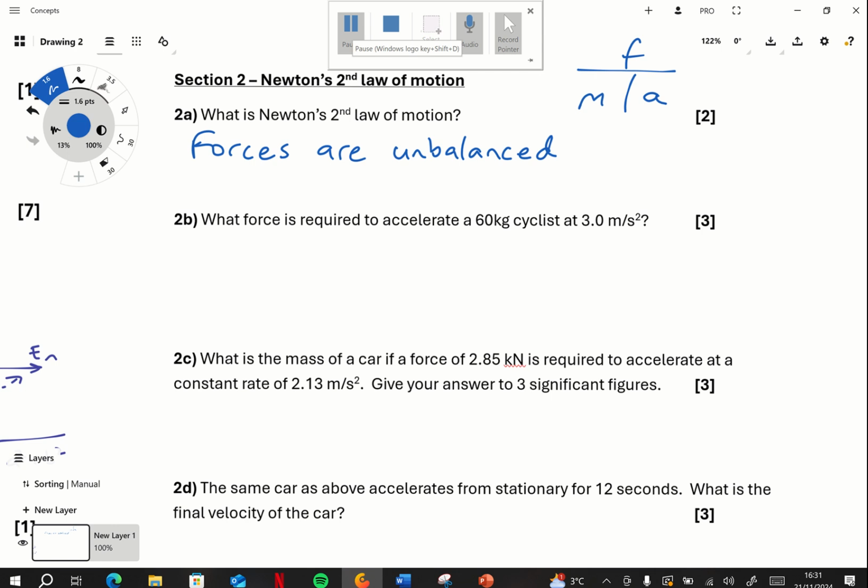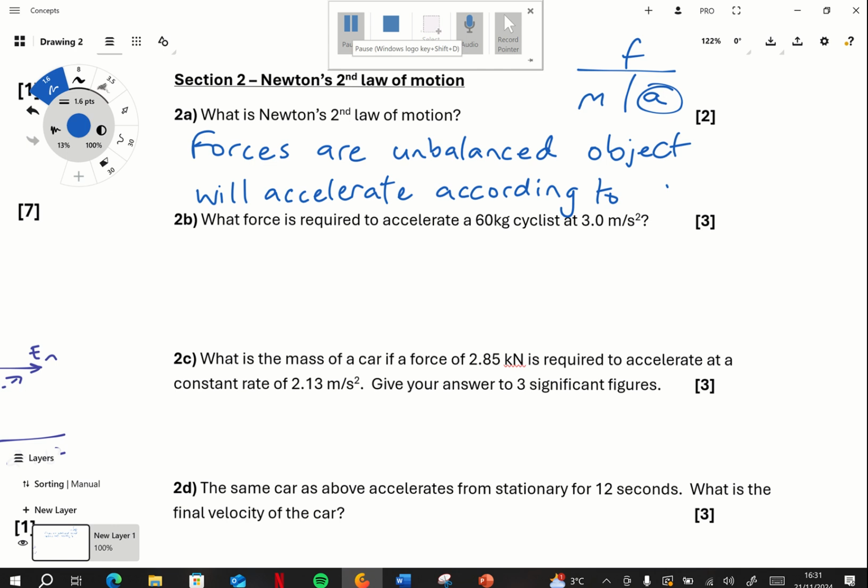So when the forces are unbalanced, the object will accelerate according to, and then we're just going to mention that a equals F over m. Done. So now we've got one here.